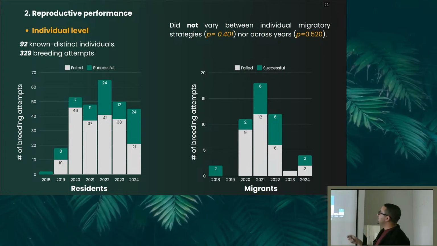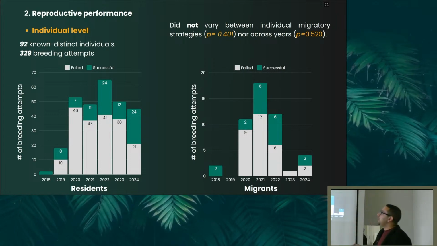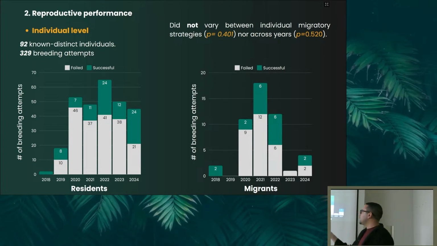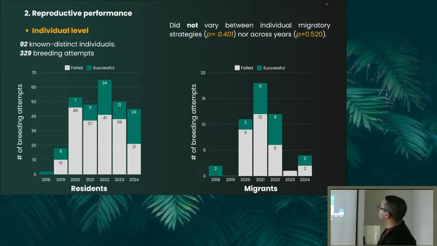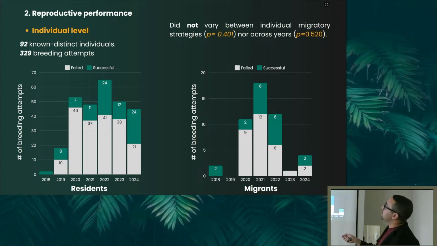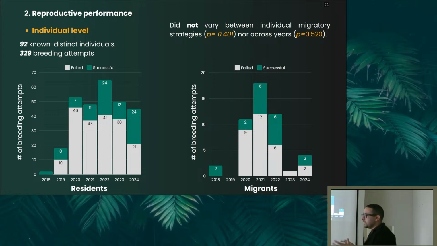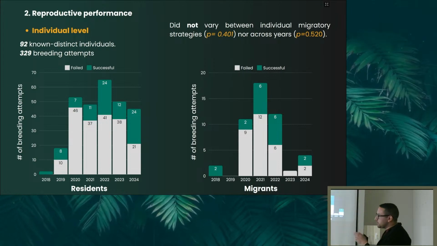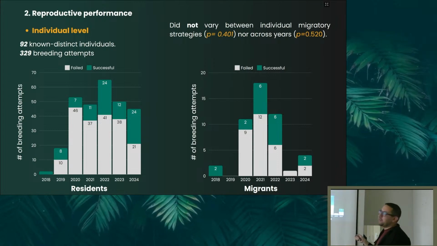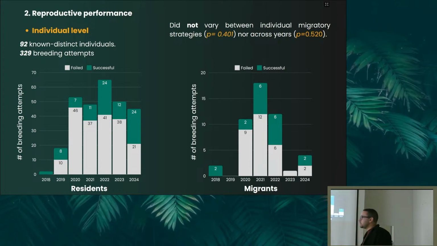For this analysis, we had data across the 6 years of 92 distinct individuals, and those 92 gathered together 329 breeding attempts. You can see residents on your left, migrants on your right. This is the number of breeding attempts per migratory phenotype, the successful being green, and the white ones the failed ones. When we tested this in our models, we wanted to see whether this individual migratory strategy had any effect on reproductive performance. We didn't find a significant effect here, nor across the years, so this stayed very stable.